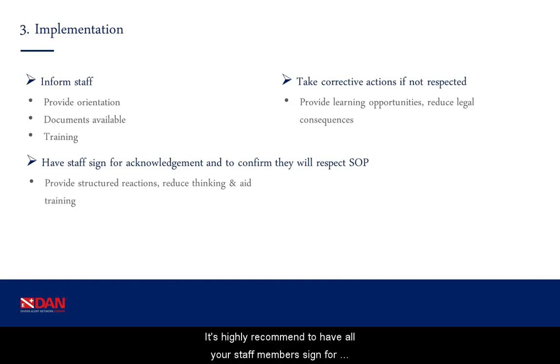It's highly recommended to have all your staff members sign for acknowledgement and to confirm they will respect the SOP. What you want is to be sure your staff knows what to do without improvisation. And in case there is any discussion, you will have a signed document so they can't say they did not know or were not aware of any SOP.